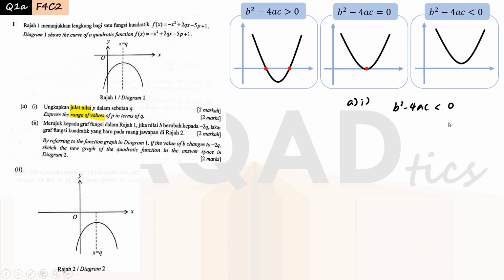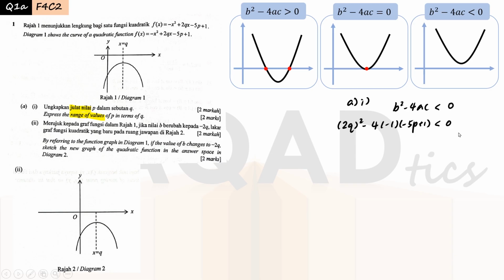Alright? So now what we need to do is just to find the values of b, a, and c. Okay, so the value of b would be the coefficient of x, which is 2q, and a would be the coefficient of x squared, which is minus 1, and c would be the value that does not have x, which is negative 5, p plus 1.